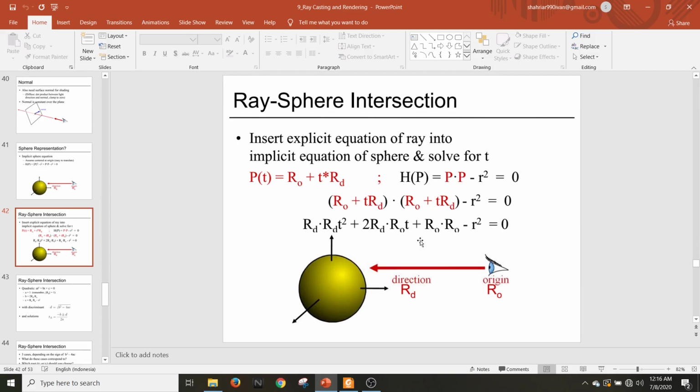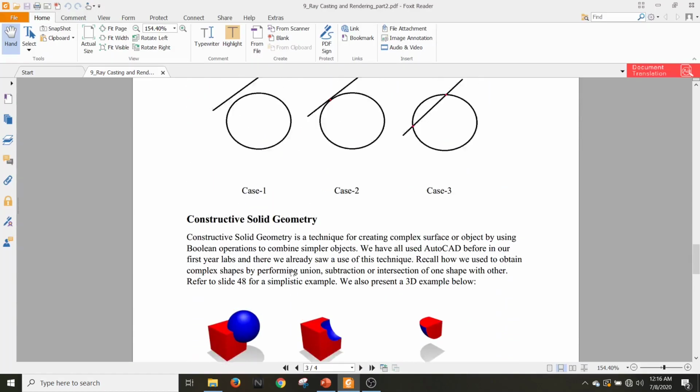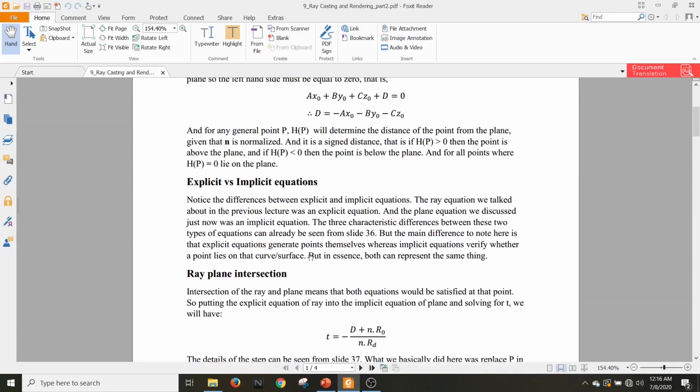So this is basically a quadratic equation of t, since as you can see we have the highest power of t as 2, then the power of t is 1 here, and the power of t is 0 here. So this is a quadratic equation of t, where the three coefficients a, b, and c can be written as a equals rd dot rd. This is more easily seen from here.